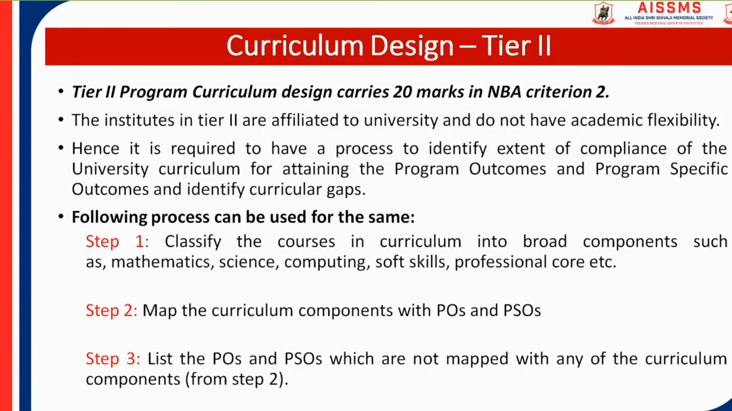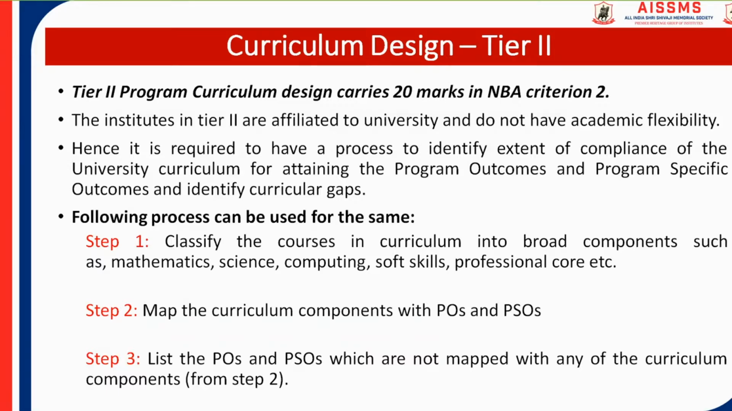So now if you look at these 3 steps, what an affiliated or a tier 2 college should do is that they must classify their courses in the broader components which we have already seen. Then next is they should map the curricular components with the POs and PSOs they have set for their institutes and their programs. And the third thing is that the list of POs and PSOs which are not mapped with any of the curriculum components, they are supposed to identify.